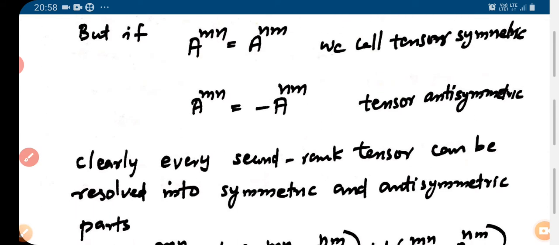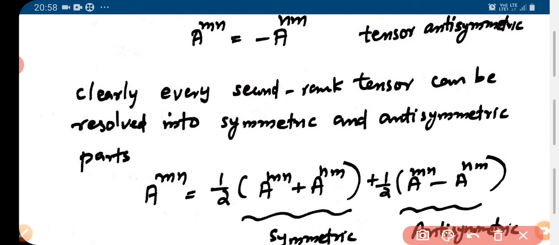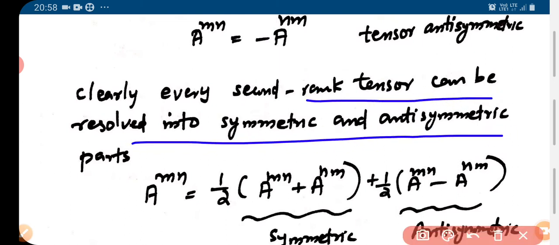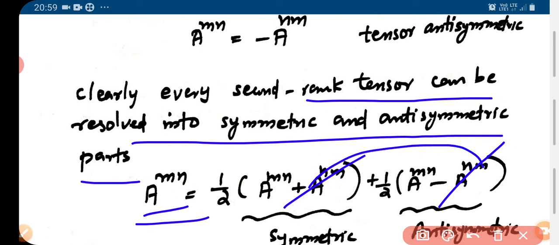Clearly, every second rank tensor can be resolved into symmetric and antisymmetric parts. That means Amn can be written as half of (Amn plus Anm) plus half of (Amn minus Anm). So the Anm terms cancel, and Amn is equal to half of Amn plus half of Amn. So that is Amn.